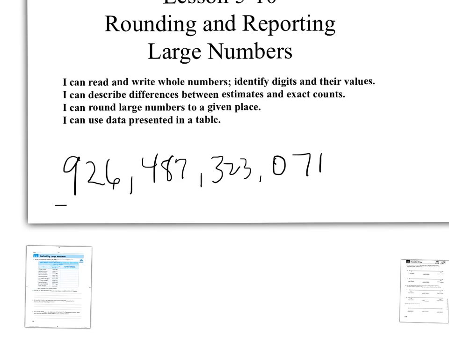Pretty simple. This right here is in the 100 billions place, so it's 900 billion. This is in the 100 millions place, so it's 400 million. This is in the 100,000s place, so it's 300,000. This digit would be in the thousands place, so it would be 3,000. This would be in the millions place, so it would be 7 million. And so on. You should be able to get that, no problem. You've been doing that quite a bit this year.